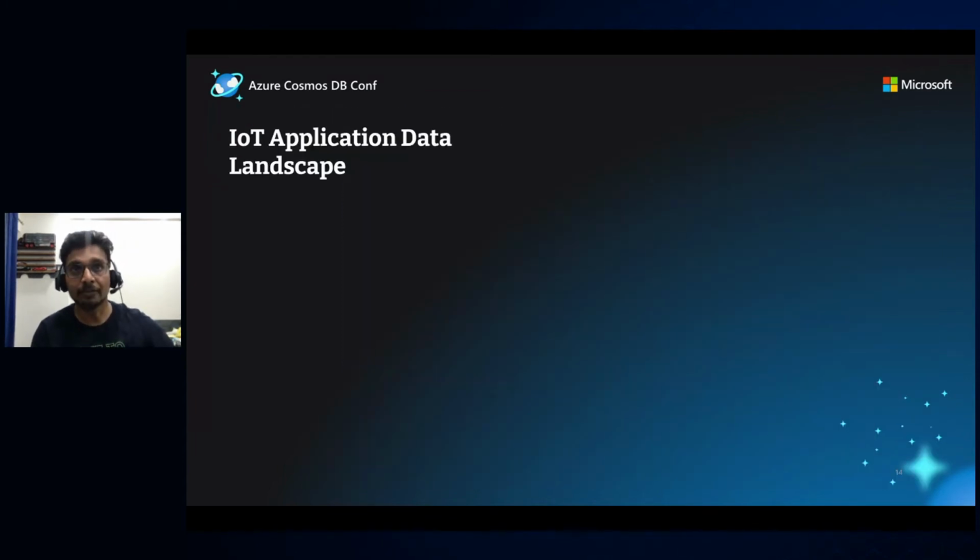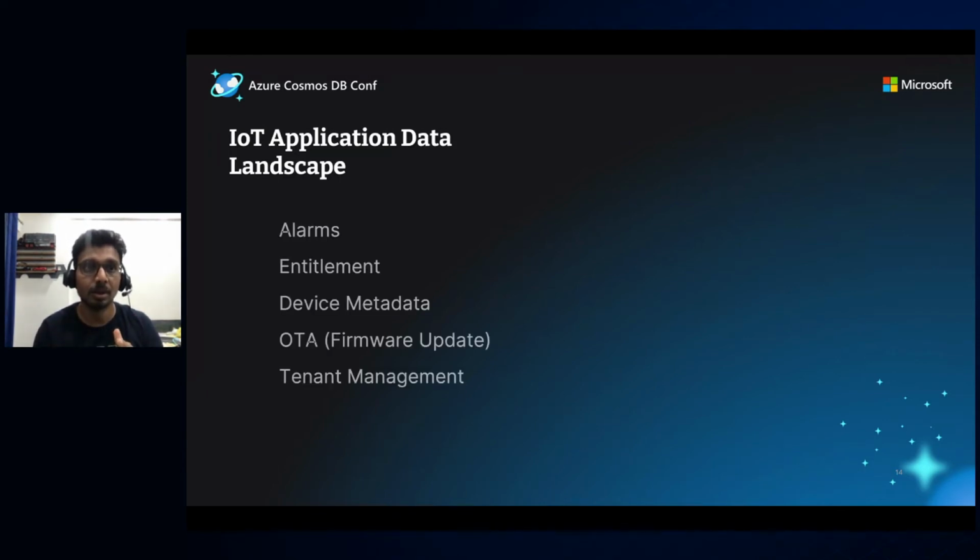We have seen the IoT reference architecture, and now we're going to look at the different data entities applicable in an IoT application. Alarms, entitlement, device metadata, over the air firmware updates, and tenant management. These are the different data entities which are stored in a typical IoT application.